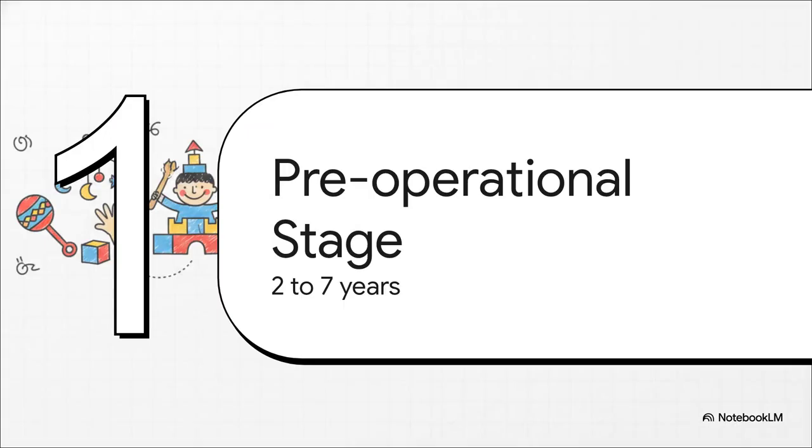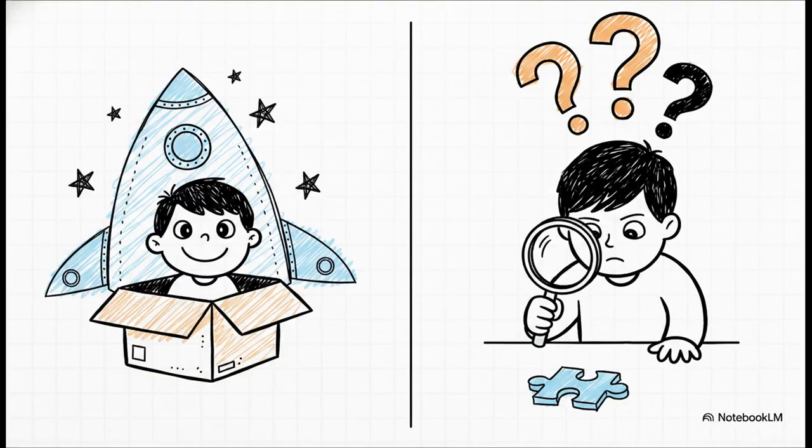Moving right along to Stage 2, the pre-operational stage, occurring from ages 2 to 7. This is a period of massive cognitive growth, and we chop it into 2 subphases. First, from ages 2 to 4, the symbolic function stage. This is peak pretend play. Kids start using objects as symbols, like a cardboard box suddenly becoming a rocket ship. They also do this cute thing called animism, where they give lifelike qualities to inanimate objects.